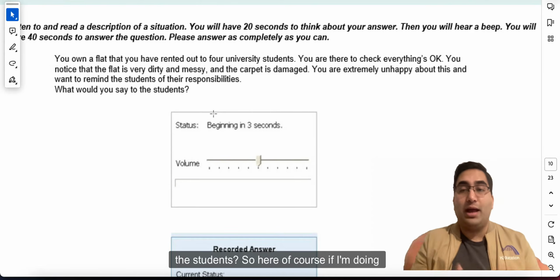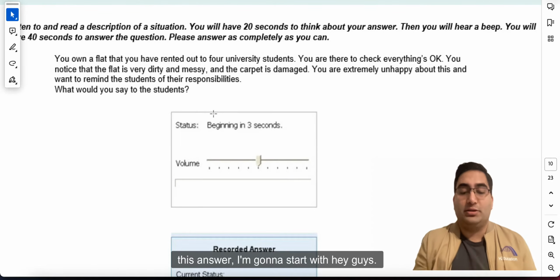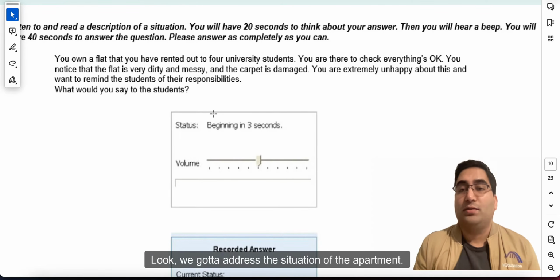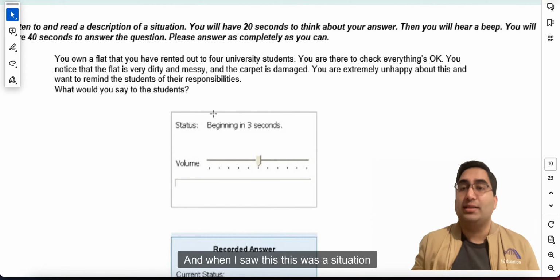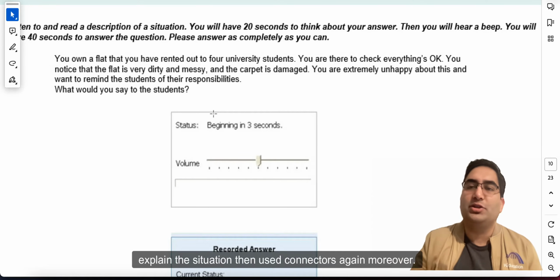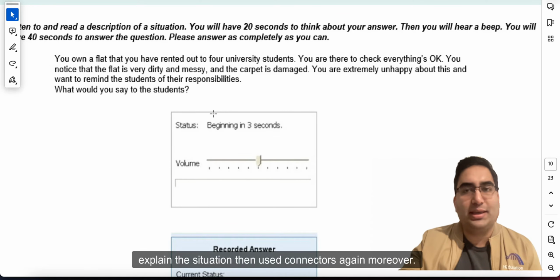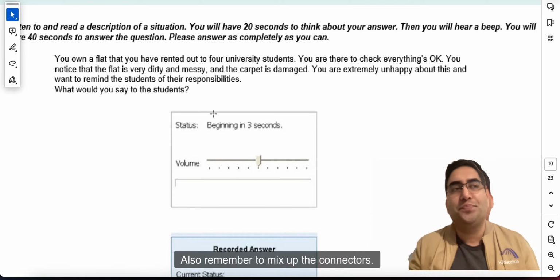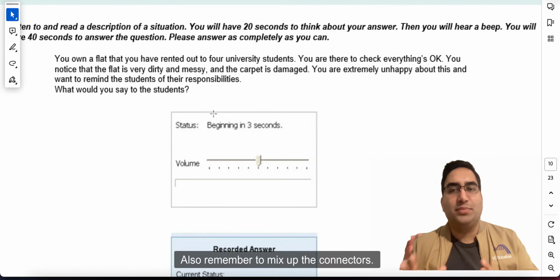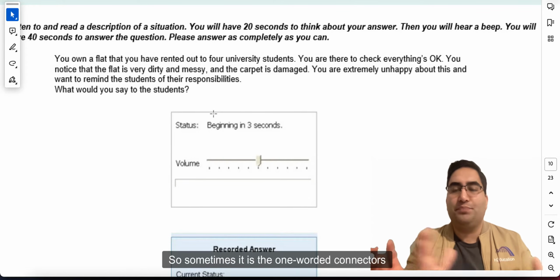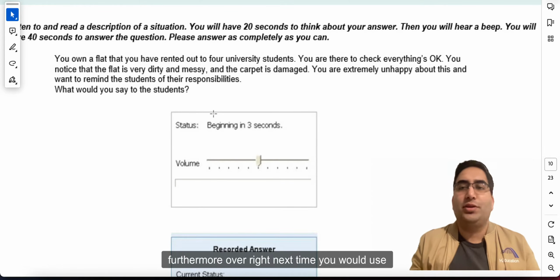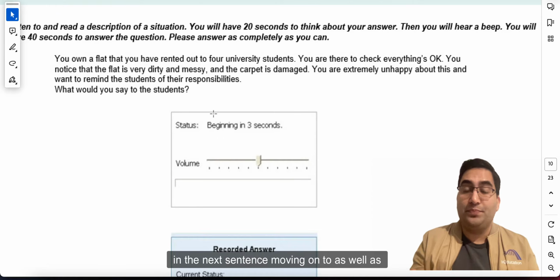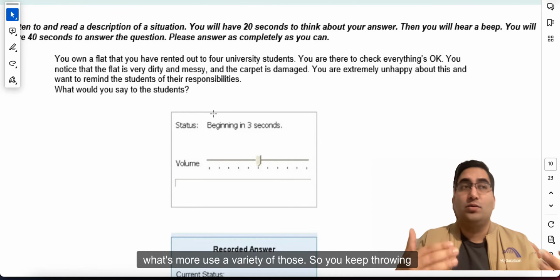So here, of course, if I'm doing this answer, I'm going to start with, hey guys, look, we got to address the situation of the apartment. I walked in, wasn't expecting what happened, and when I saw this was the situation. Explain the situation, then use connectors again. Moreover, also, remember to mix up the connectors. So sometimes it is the one-worded connectors, furthermore, moreover, right? Next time you would use in the next sentence, moving on to, as well as, what's more.